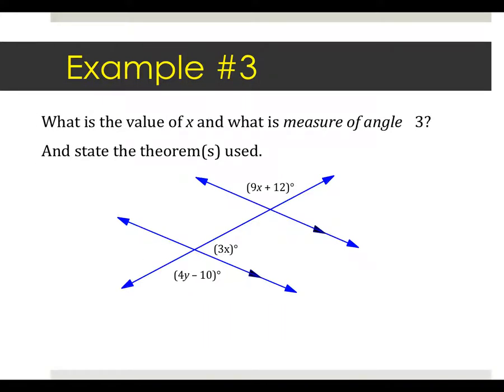Example 3. The directions are wrong. I don't care. There is no angle 3. Just find x and y.